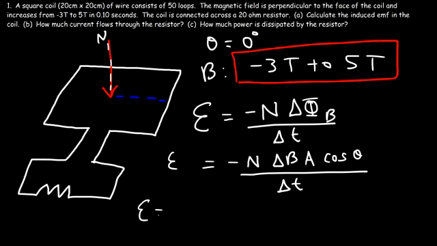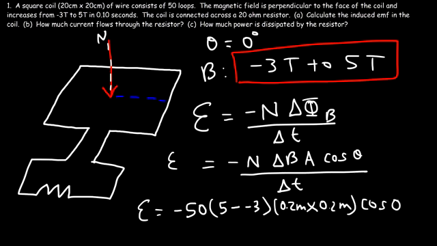So now let's plug in everything into this formula. So N is 50. The change in the magnetic field, the final value is 5 minus the initial value of -3. Now the area is 0.20 times 0.20. 20 centimeters is 0.2 meters. Multiplied by cosine of 0 degrees divided by the change in time. So the change in time is, I mean not 10 seconds, 0.1 seconds.